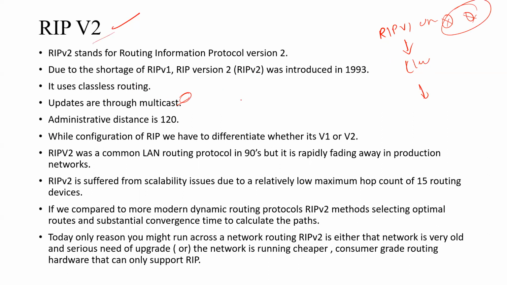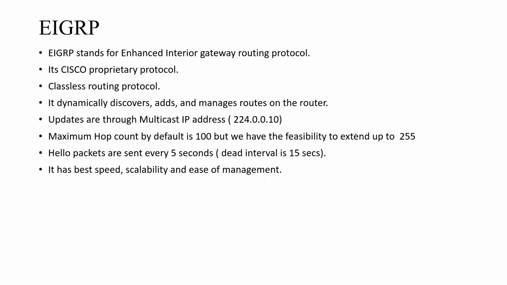version 2. However, the hop count between source and destination should be 15 only. In general, 15 routers is very small, so it is used for smaller organizations. In some organizations, we'll be having many more than 15 routers between the source and destination. If you have 15 plus routers, is RIP version 2 capable of exchanging the routes? No. So that's why we have one more protocol coming into the picture, that is EIGRP.